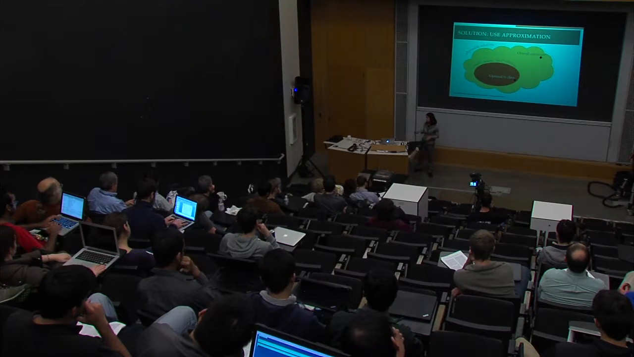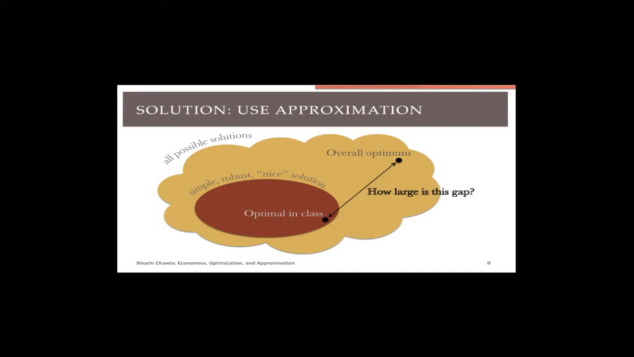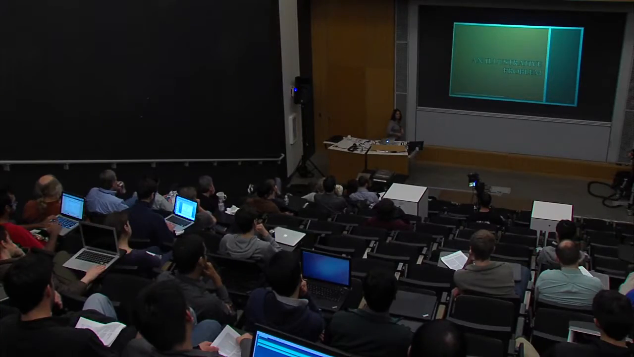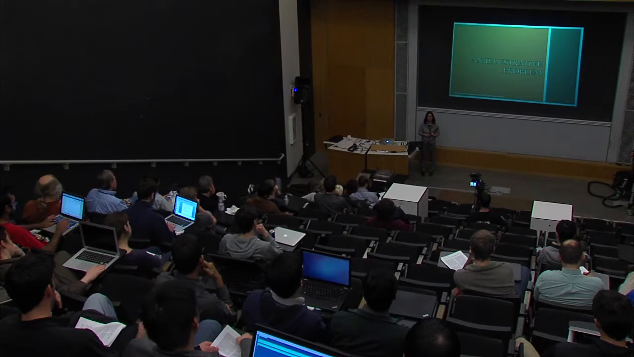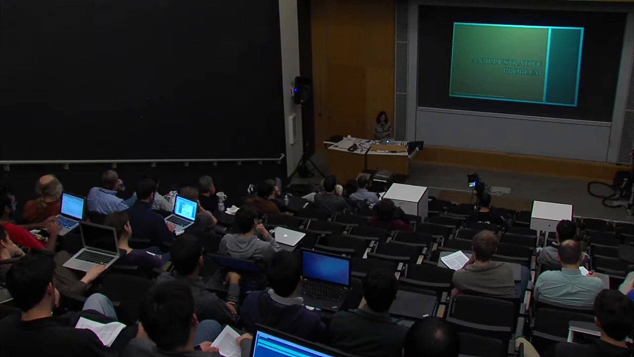Okay? And the question we're going to be asking is, how far is this optimal in class from the overall optimal solution? Okay? So on the one hand, we want this class of nice solutions to be small enough that they are simple and they have a bunch of other properties. On the other hand, we want it to be expressive enough that the optimal in class is close to the overall optimal. Okay? And I'm going to illustrate through a toy example that this is in fact achievable in many settings. Okay? So any questions at this point before I proceed to some math? Okay, good. Please interrupt me if anything is not clear.